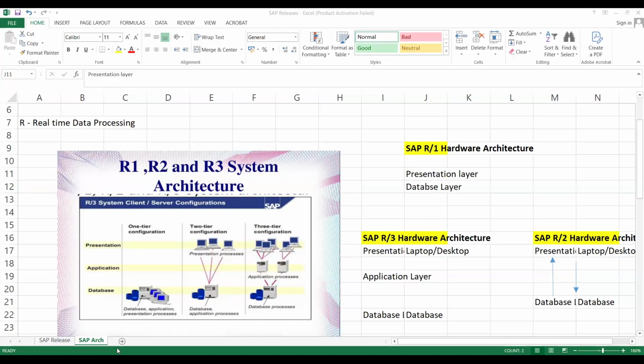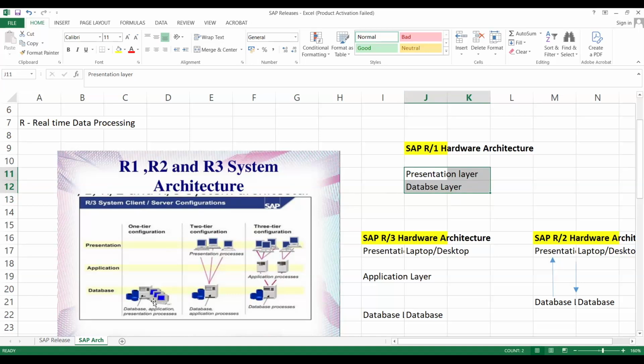So when R1 was introduced, SAP R1 hardware architecture was such that the presentation layer and database layer were both the same, which means I have one computer, and in that computer, whatever data I'm storing gets stored in a single hard disk. It is not a hard disk because a server is very big, but just for your understanding, you can imagine different computers have different hard disks, right? And data gets stored machine-wise. For that particular machine or computer that you are working on, the data gets stored in one hardware, that is one hard disk.